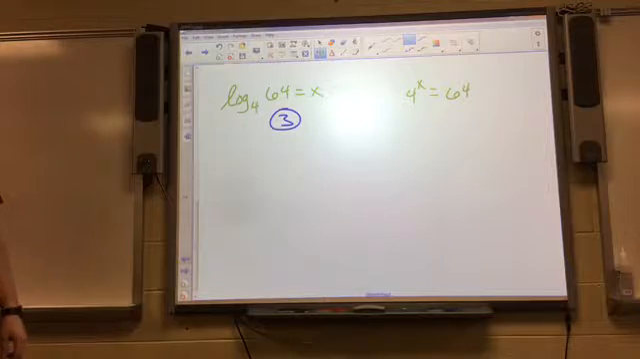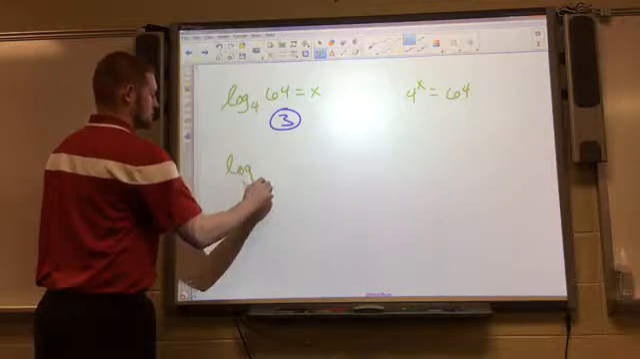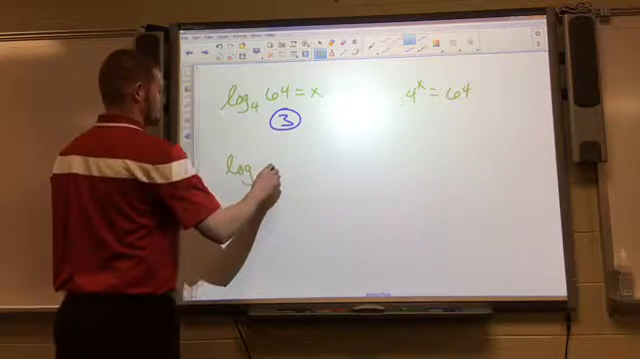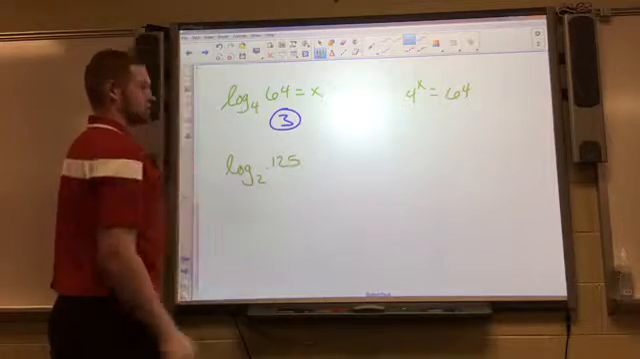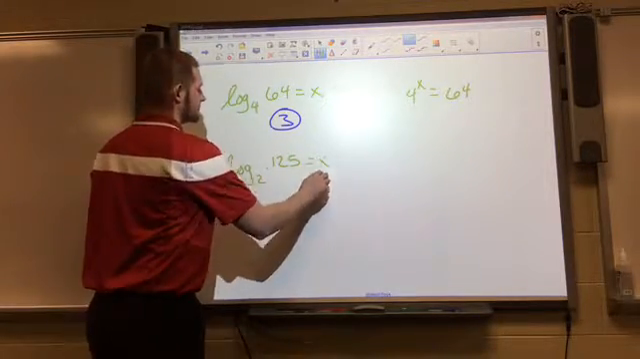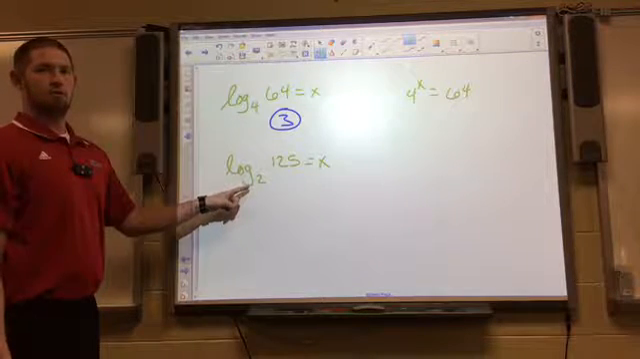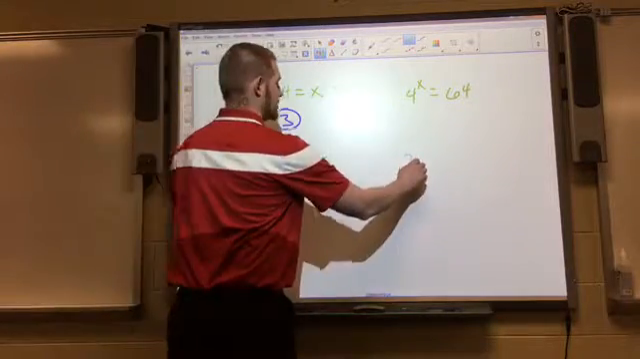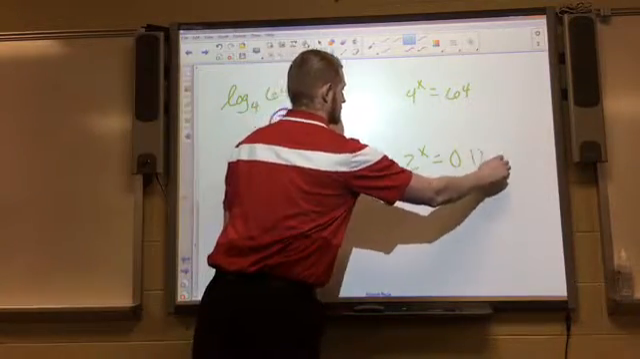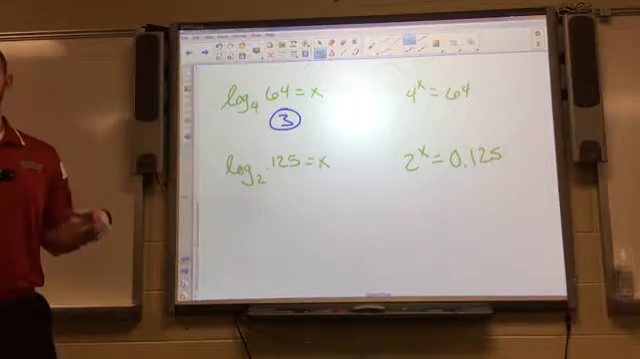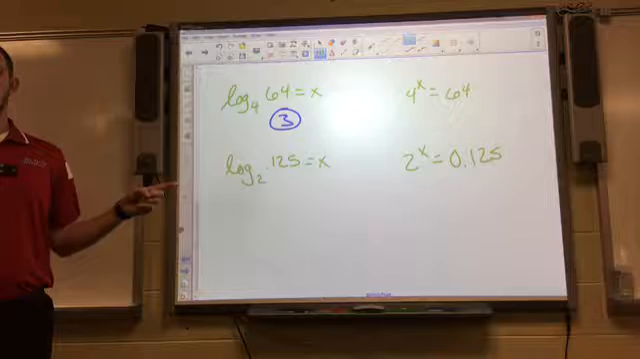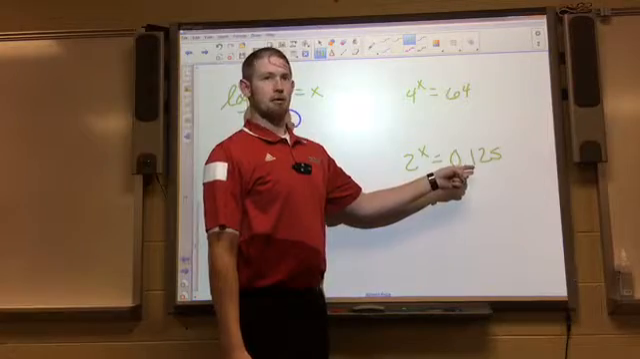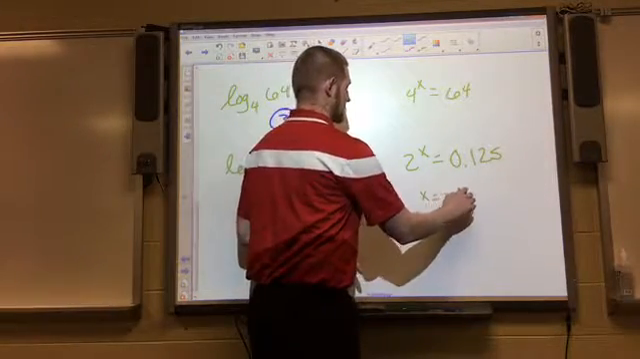I have log base 2 of 0.125. Now obviously that's going to be a little bit harder with that decimal. Okay, so I would ask myself what? 2 to what power equals 0.125? Okay, well I know that it has to be negative. Why? Yeah, because if I want a decimal, that means I actually have a fraction, right? Okay, so I know x has to be negative.